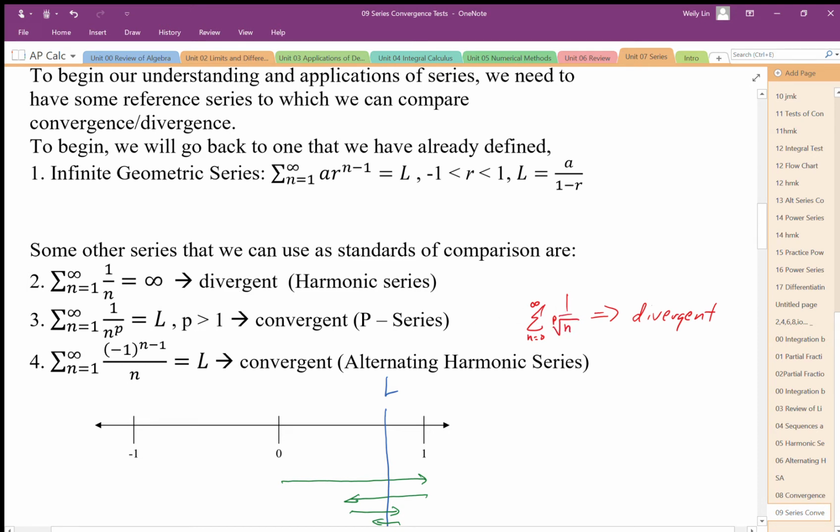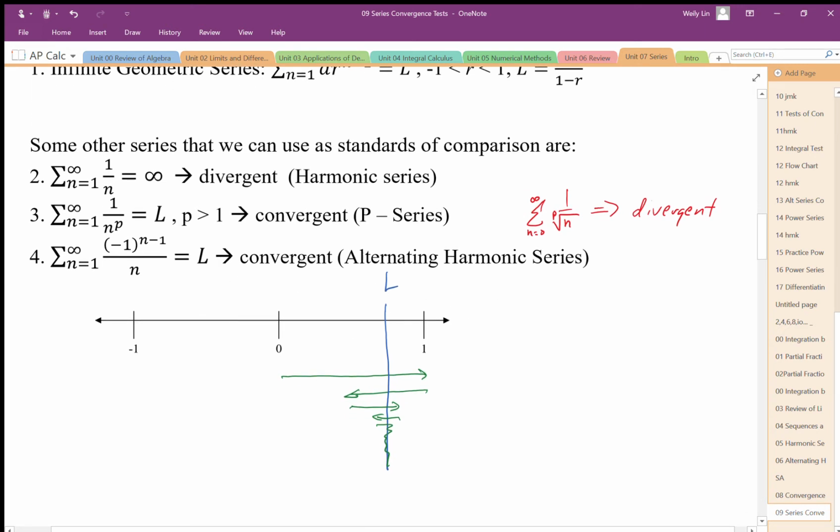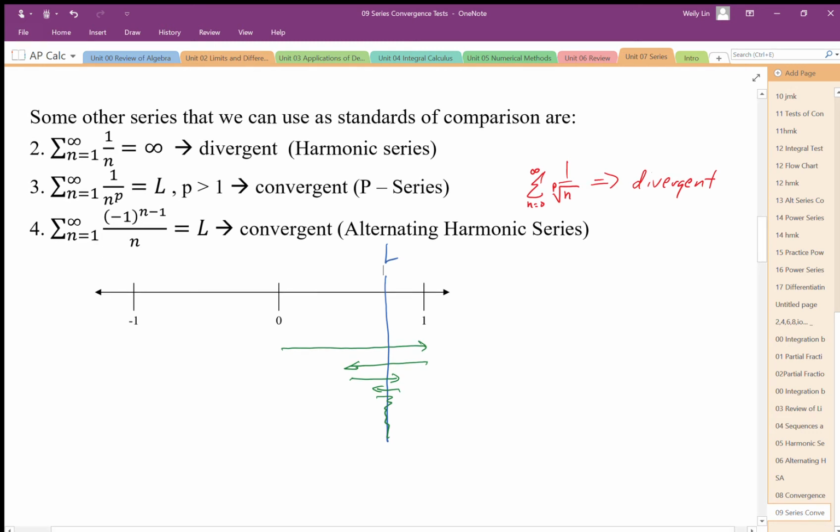And then lastly is our alternating harmonic series. We can see that the alternating harmonic series is convergent. We're going to look at some other alternating ones, and we can actually establish something a little more than just that alternating harmonic series are convergent.